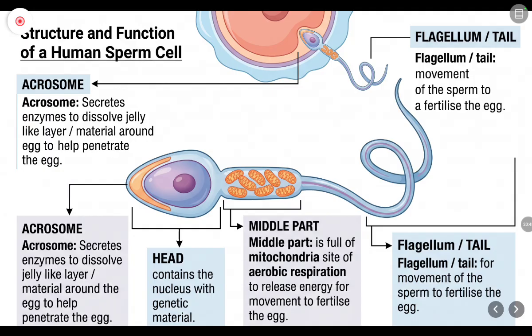Okay, so basically this was all about the sperm cell. As you can see in this live example, an acrosome secretes enzymes, and these are the enzymes being secreted by that acrosome to penetrate and enter into the egg cell, and the flagellum, or the tail part, is present here for movement of the sperm to fertilize the egg.